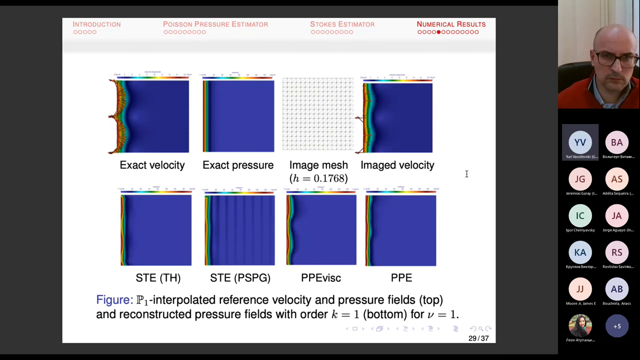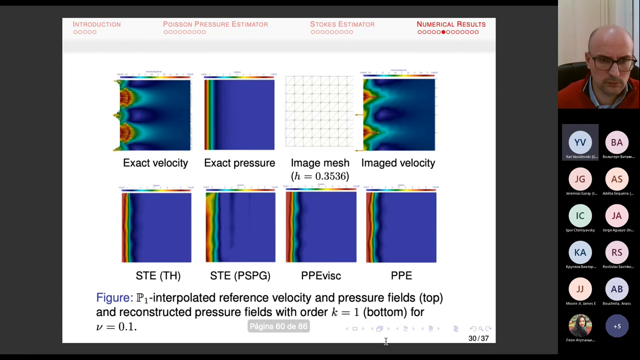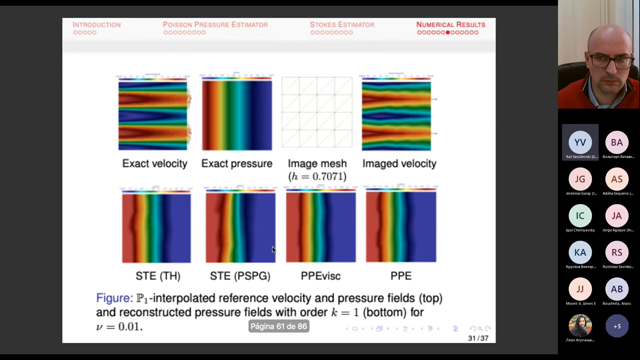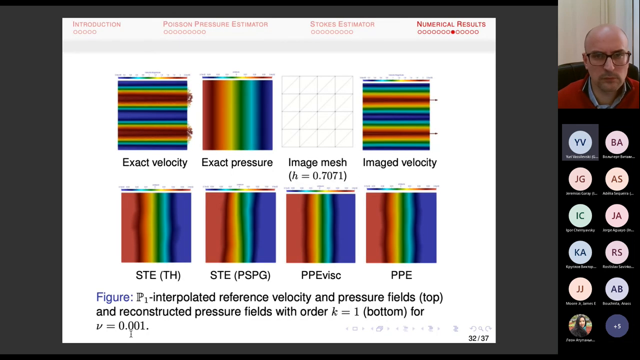Okay, this is the plot for the results for nu equal 1, nu equal 0.1, nu equal 0.01 and nu equal 0.001. Okay.